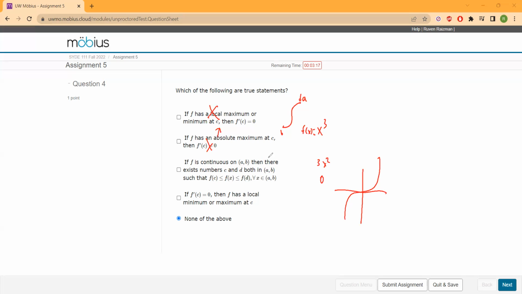So if f is continuous on (a, b), then there exist numbers c and d both in (a, b) such that, so this is not true because it's not a closed interval here. If it was a closed interval, this would be true, but because it's an open interval, you're going to get the function approaching a but not actually being there. Then, if f prime at c equals 0, then f has a local minimum or maximum at c, and that's right over here, so that's why this isn't true. So none of the above here.